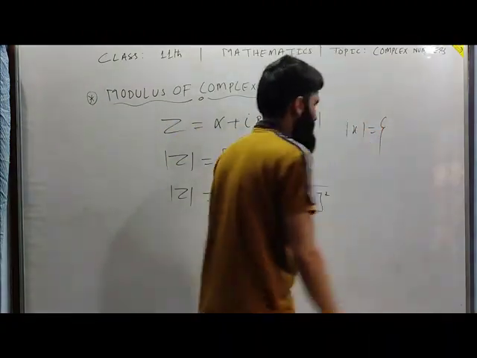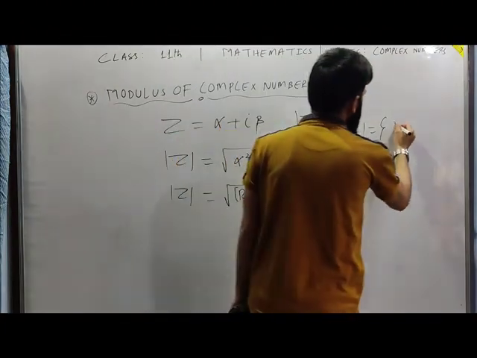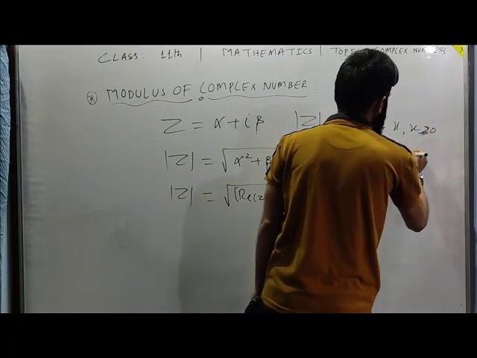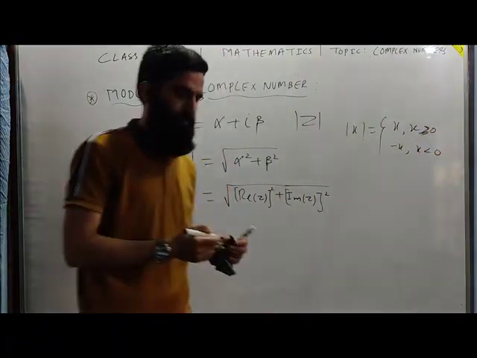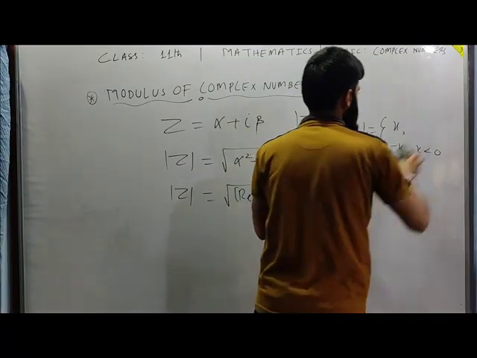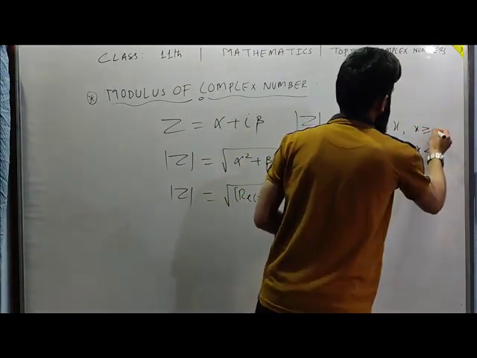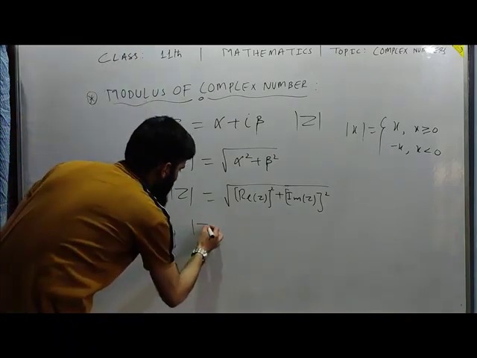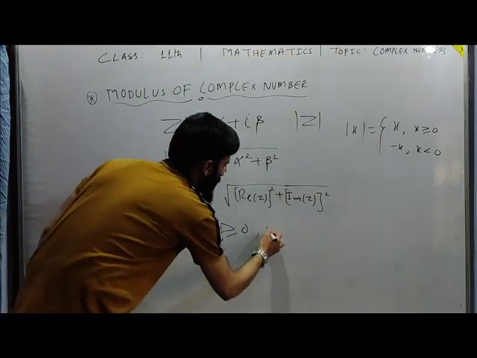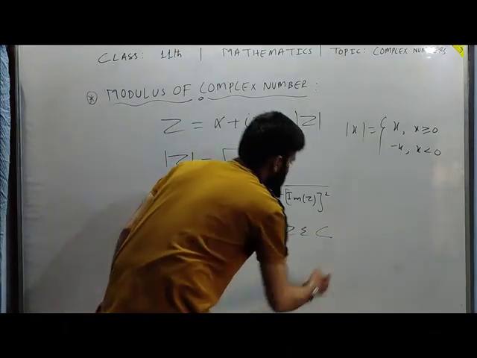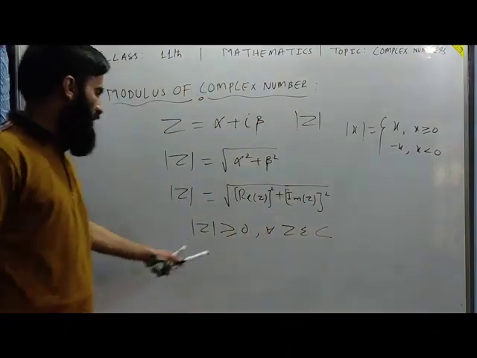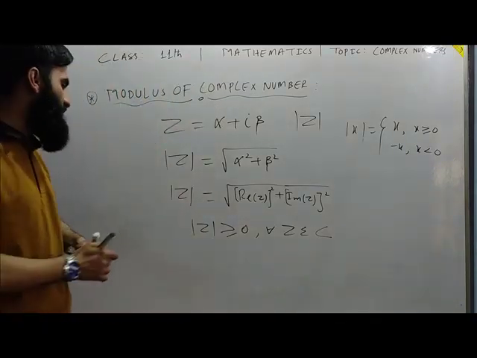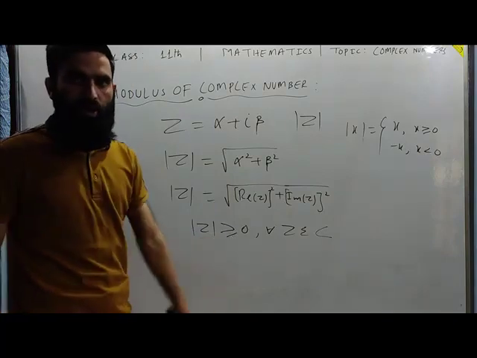By the definition of the modulus function, mod of x is x when x is greater than or equal to 0, and minus x when x is less than 0. This is the definition of a mod function. Similarly here, mod is universal. You can say mod of z is greater than or equal to 0 for all z belonging to C. What is C? C means the set of complex numbers. So if z belongs to C, then mod of z is always greater than or equal to 0. Either it will be 0 or it will be a positive value.